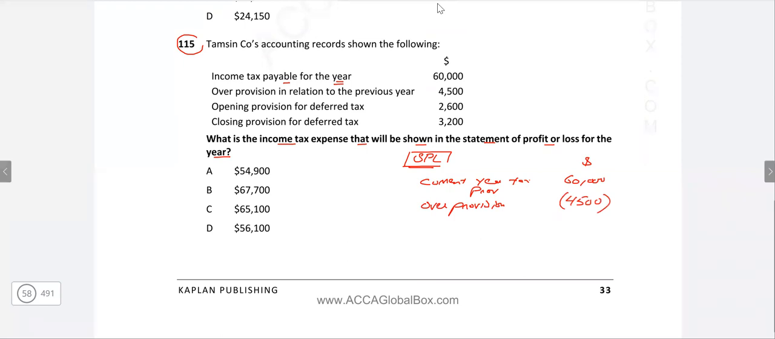And then we are supposed to see whether there is an increase or decrease in the deferred tax liability. How we can calculate it, I've already told you, you just need to compare the opening with the closing. So opening is 2,600, closing is 3,200. So we clearly have an increase in deferred tax liability, and that increase is recorded as an expense. So the increase in the deferred tax liability is 600, and now we get the result. This is the expense which should be recorded in the statement of profit or loss.